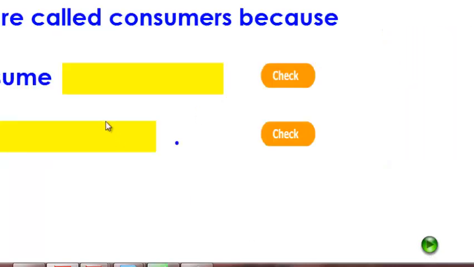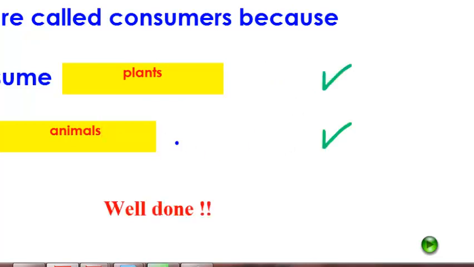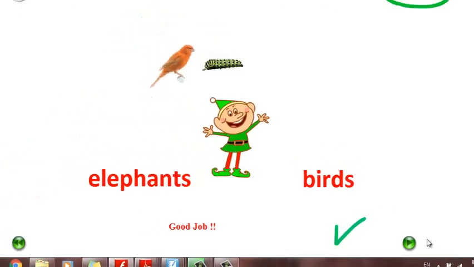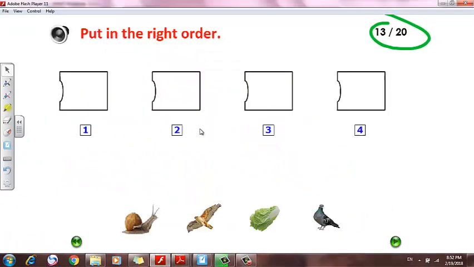Type the right word. Animals are called consumers because they consume plants or other animals. Worms are food for. Birds. Excellent! Put in the right order.